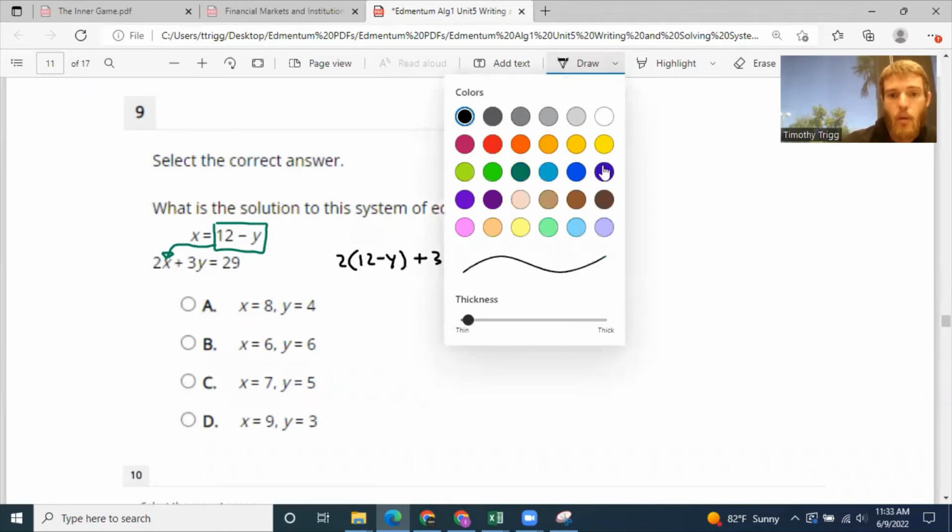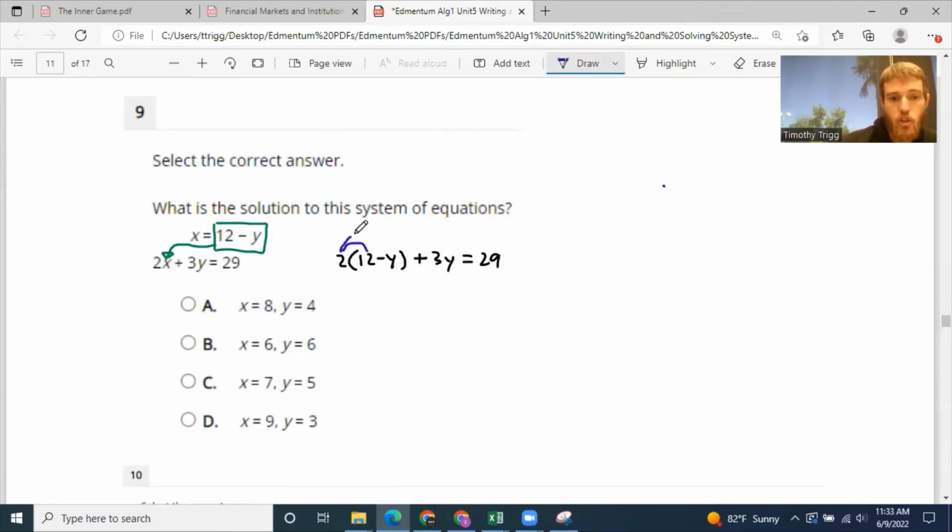What do I do next? Well, hopefully you see I would distribute this 2 into this parentheses, giving us 24 minus 2y plus 3y equals 29. We can combine the -2y and the plus 3y to give us positive 1y. We still have a plus 24 here equals 29. Go ahead and finish solving for y here. And once you get the value of y, find the value of x by replacing y in this first equation with whatever you get when solving for y here.